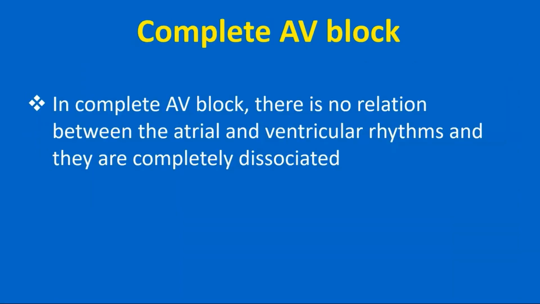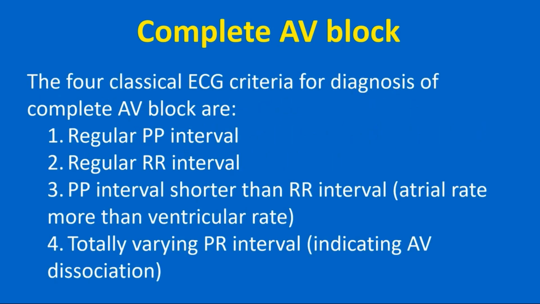In complete AV block, there is no relation between atrial and ventricular rhythms and they are completely dissociated. The four classical ECG criteria for diagnosis of complete AV block are: 1. Regular PP interval, 2. Regular RR interval, 3. PP interval shorter than RR interval, that is atrial rate more than ventricular rate, 4. Totally varying PR interval indicating AV dissociation.